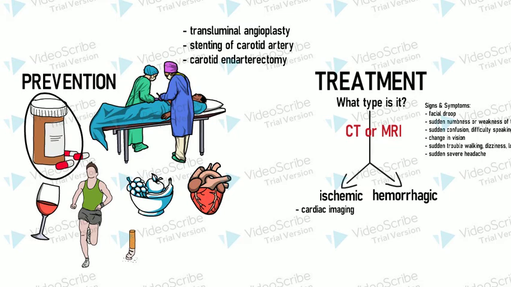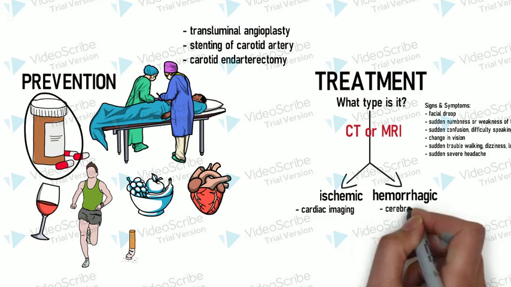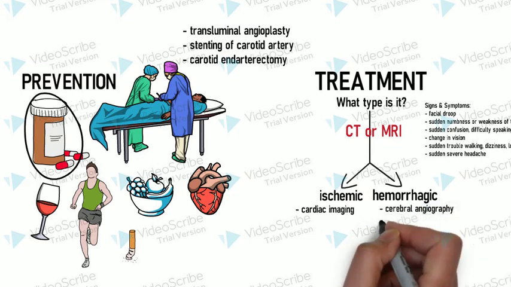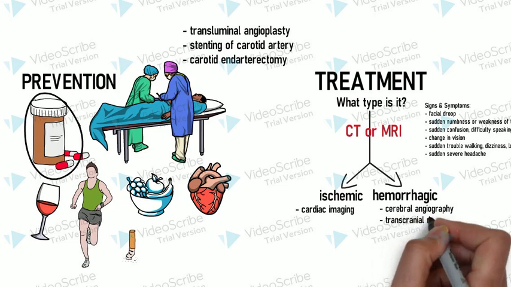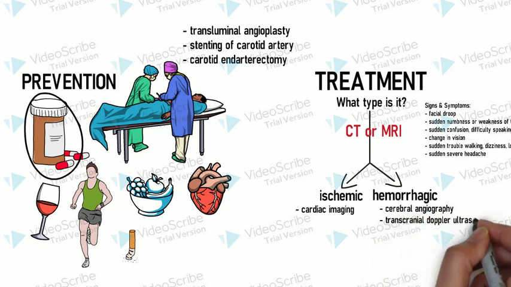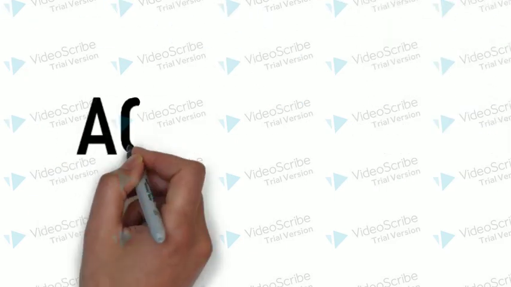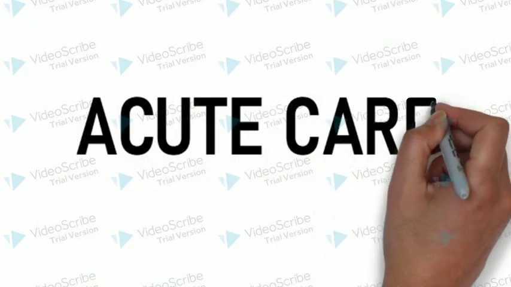If hemorrhagic, more testing will be done by using a cerebral angiography or a transcranial Doppler ultrasound. This is done in order to see if the hemorrhage is or is not subarachnoid. So, once the type has been determined, medical management will begin, which will include acute care of the patient's condition, drug therapy, and potential surgical therapy.